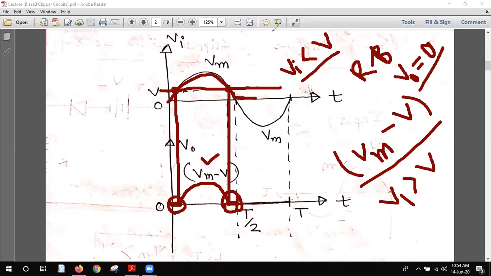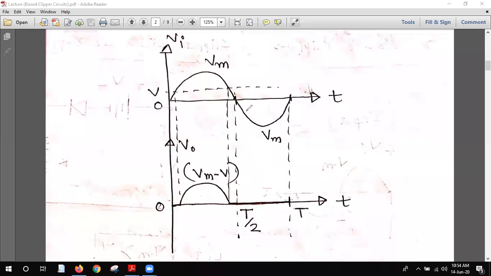Okay, so let's check what happens in the negative cycle. We already know that in the negative cycle, the diode is reverse biased for both voltages. So when it is reverse biased, there is no voltage, and the output is 0. So you can see that the output is 0 in the negative cycle. Okay, so this is the half cycle border.